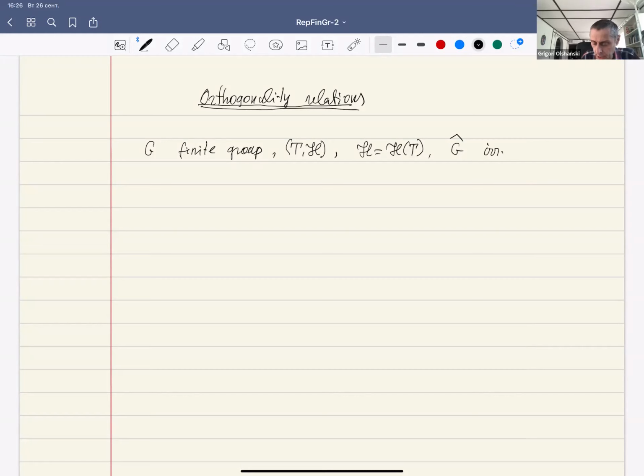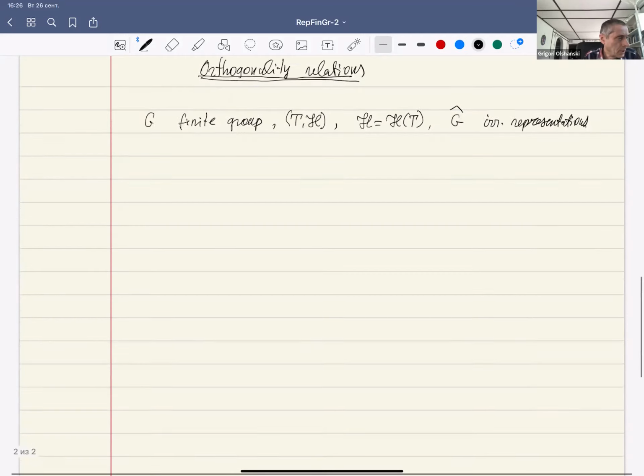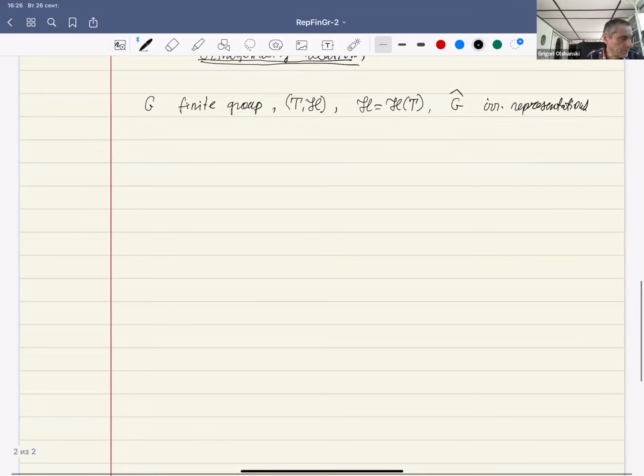I will simply write irreducible representations. Well, and I recall also an important result that any representation T can be made unitary.